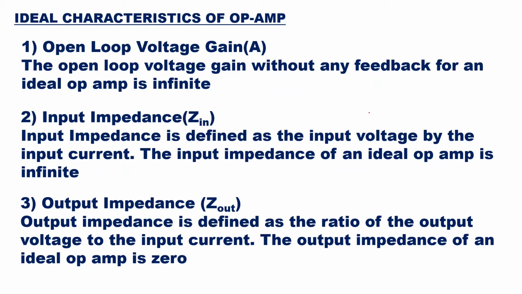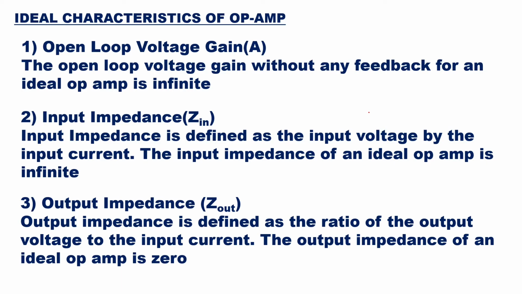Then we'll go to see some ideal characteristics of the op-amp. The important ideal characteristics. Ideal means they are not practical, they are theoretical. So the first ideal characteristic is the open loop voltage gain A. This open loop voltage gain A is ideally infinite. That is the open loop voltage gain without any feedback. There is no feedback, it is an open loop. So for an ideal op-amp, the open loop voltage gain is infinite.